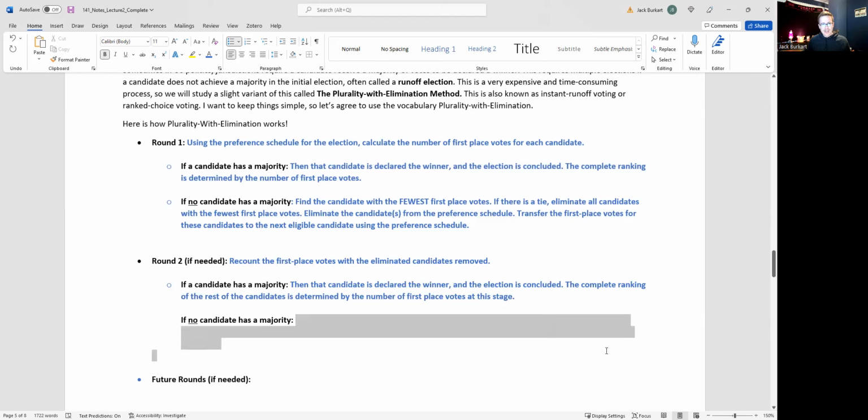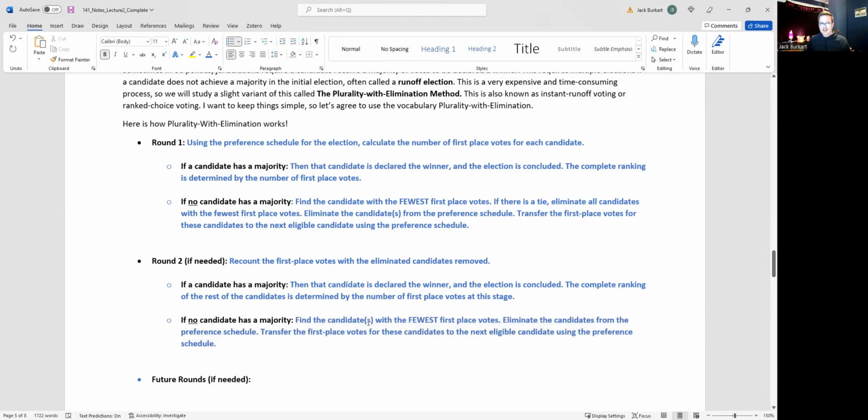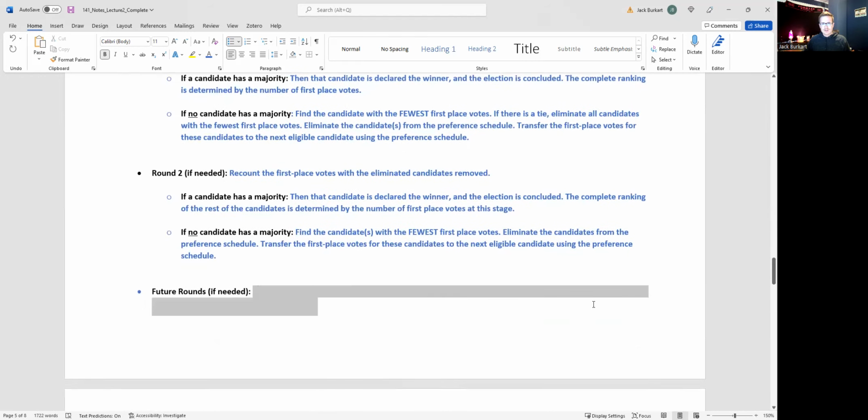So if no candidate has a majority, what we're going to do is, again, find the candidates with the fewest first place votes. We'll eliminate the candidates from the preference schedule. We'll transfer the first place votes for these candidates onto the next eligible candidate using the preference schedule. And then future rounds if needed.